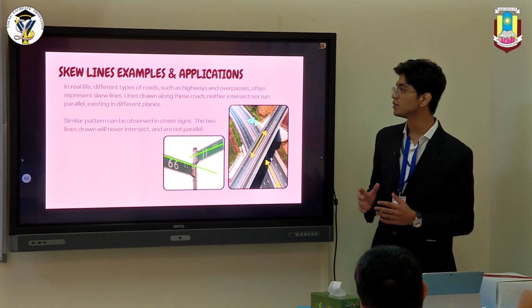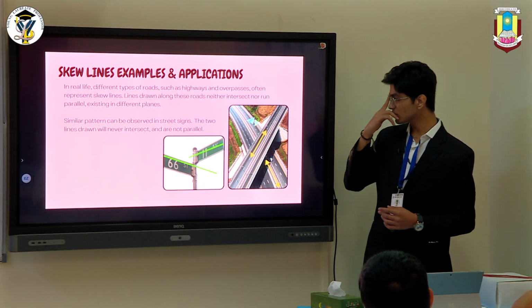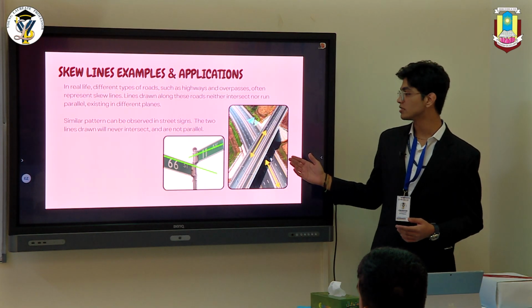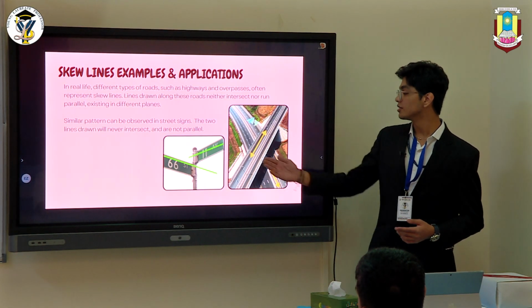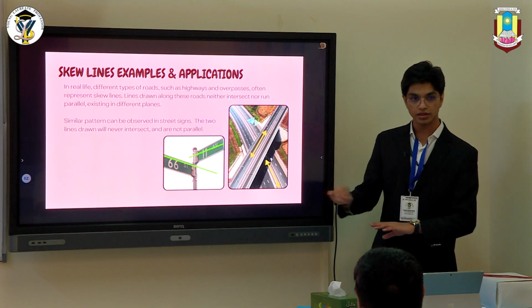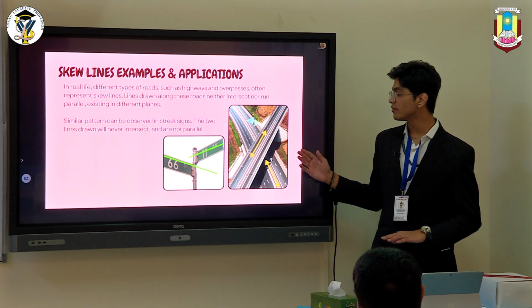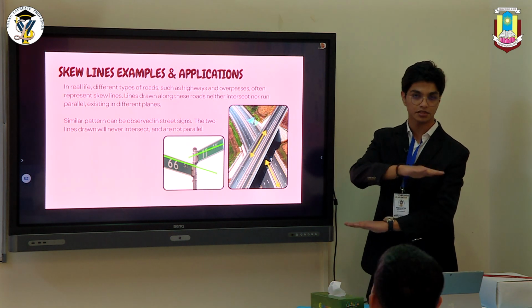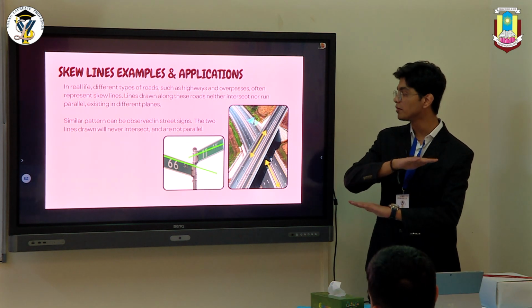Next we have a few examples and applications. So in real life there are many applications of skew lines. You can see there are overpasses or the street signs over here. Supposing that you draw a line on the road over here, they will never come in contact with each other, and they are obviously not parallel. They are lying in space, in different planes.